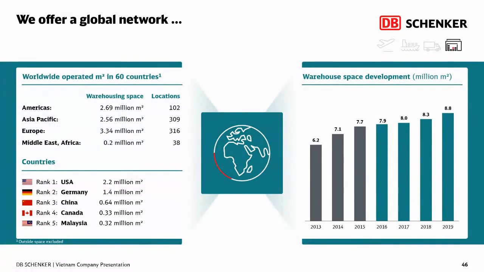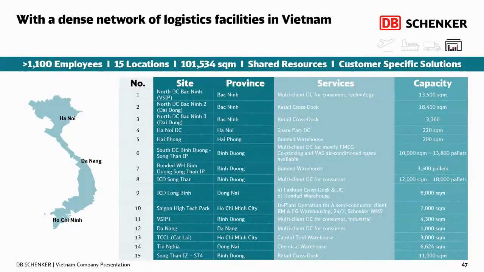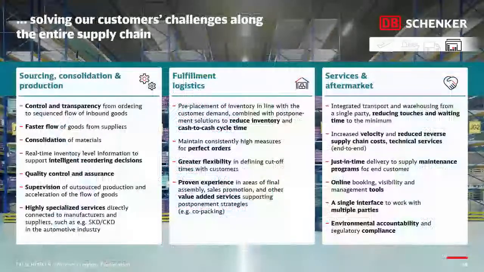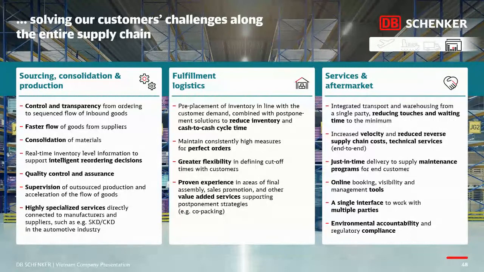Here's our global network. I don't want to say more because we are focusing on Vietnam, and this is again the slide coming up again, with a full range of warehouses in the whole country, and this is just what I described before. Those are all the challenges customers have today, and of course with all the benefits I explained before, we can meet all the customers' needs in terms of control and transparency, faster flow, consolidation of material, intelligent reordering decisions, or everything customers need.